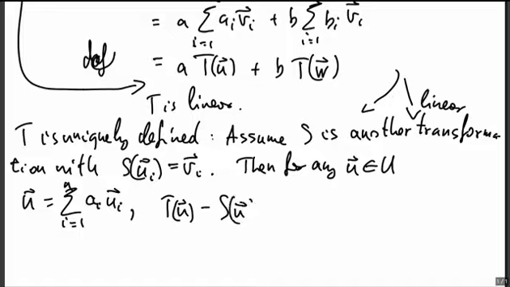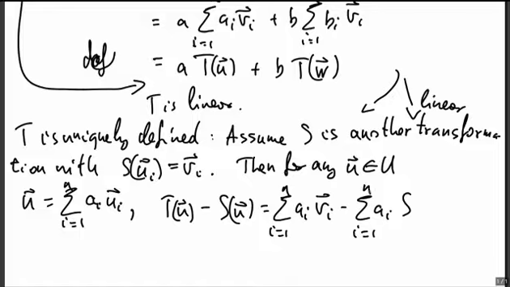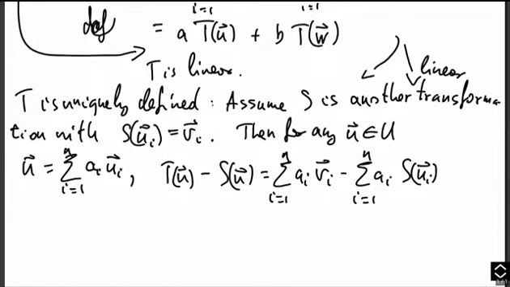The difference between the two means T of U minus S of U. Now for T of U, we defined it as the linear combination of the VI vectors with the same coefficients AI. S must be linear, which means we can apply it term by term and factor out the constant multiplier. So we get S of UI, but S of UI is defined as VI according to the assumption. So what we end up with is the sum of AI VI minus AI VI, I going from 1 to n. These are the same, so this is the zero vector.